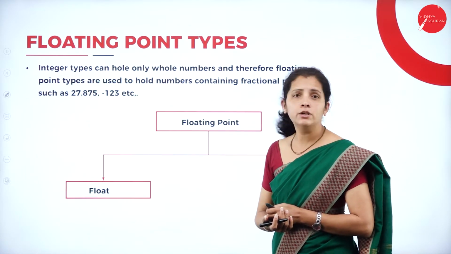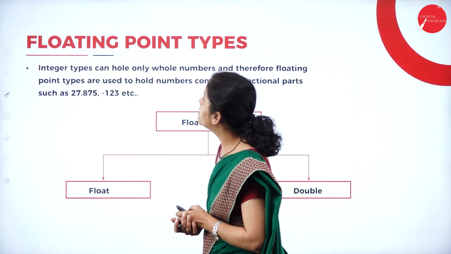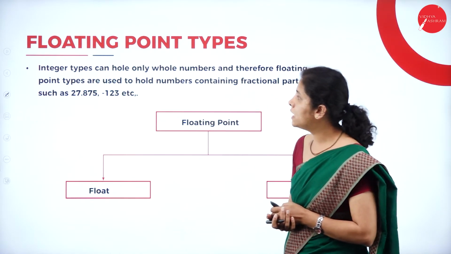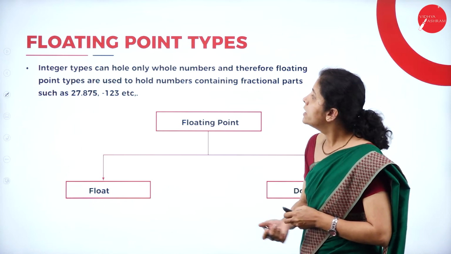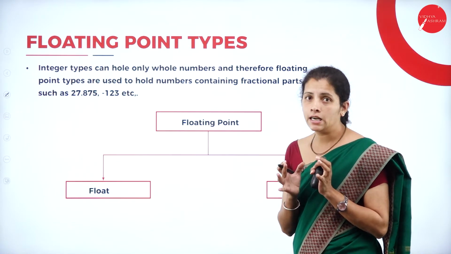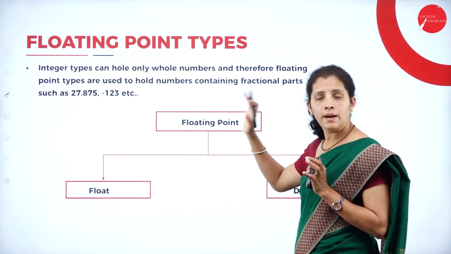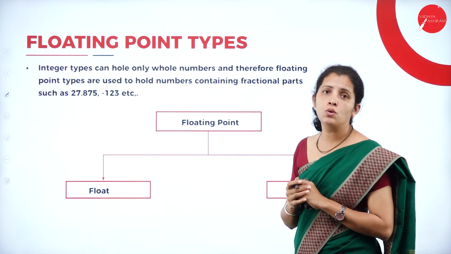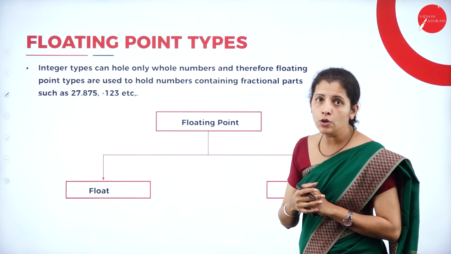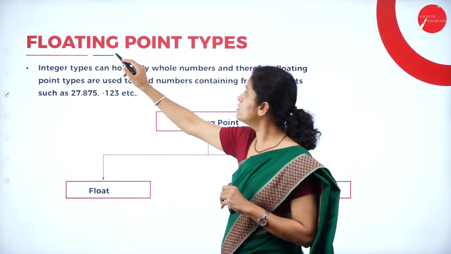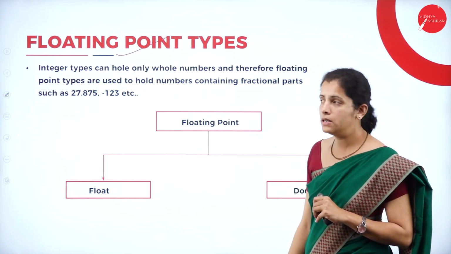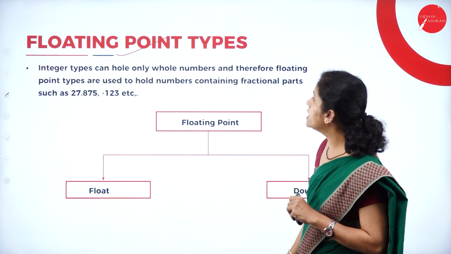Now let me consider another type, that is floating point numbers. Now if I consider the integer data type, it is capable of storing whole numbers. But if I want to store fractional values, at that time I'm going to use floating point numbers. So then what is the range here?